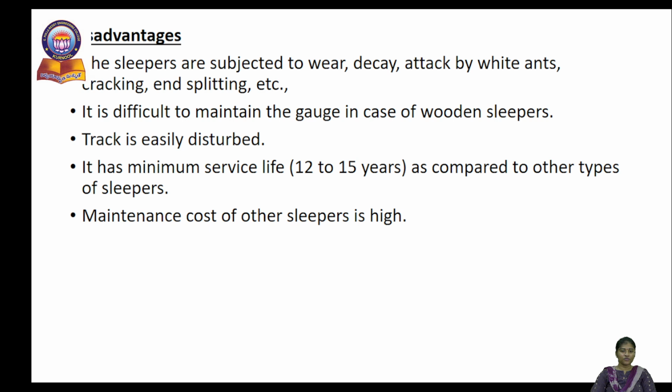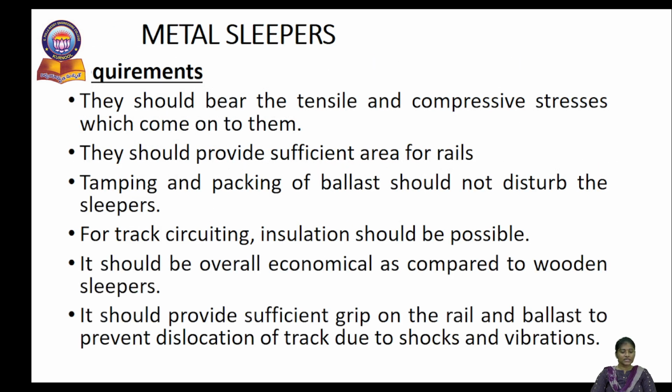It has minimum service period of 12 to 15 years as compared to other types of the sleepers. Maintenance cost of the sleepers is high. So next type of sleepers are metal sleepers. So the requirements of these sleepers are same as that of the general requirements of the sleepers, that is they should bear tensile and compressive stresses which are coming onto them, and they should provide sufficient area for rails. Tamping and packing of ballast should not disturb the sleepers. For track circuiting, insulation should be possible. It should be overall economical when compared to wooden sleepers.